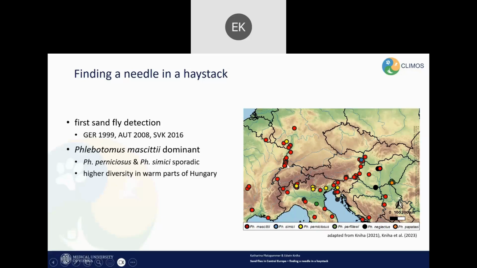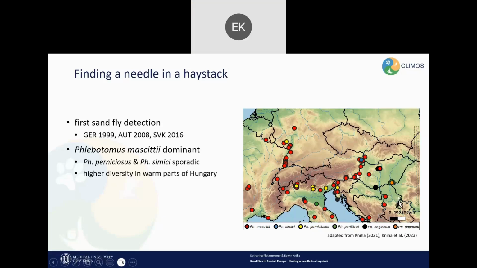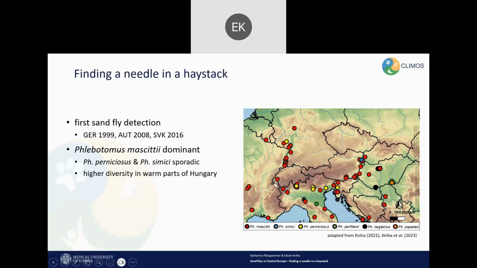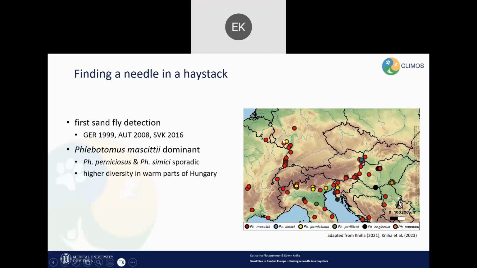Well, it can be seen very quickly that Phlebotomus mascittii, colored in red, is the predominant species in Central European countries. You see them here present in the so-called Rhine Valley in Germany, in all warm parts of Austria, but also in the bordering countries, Hungary, a single record in Slovakia, even up to Belgium and Switzerland.